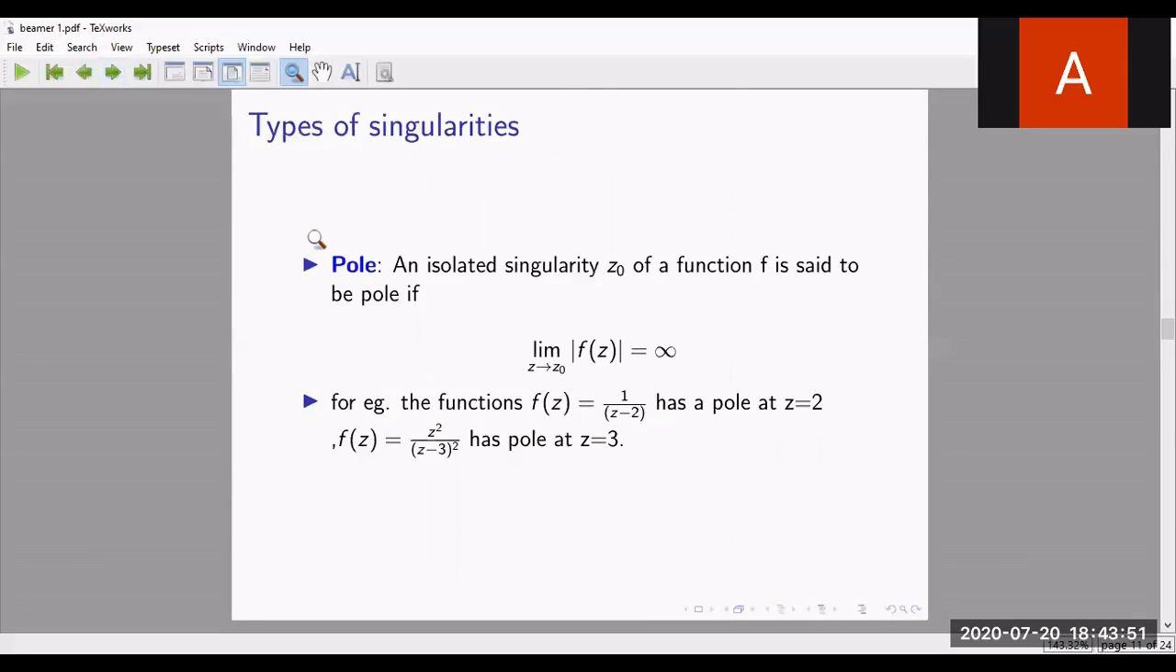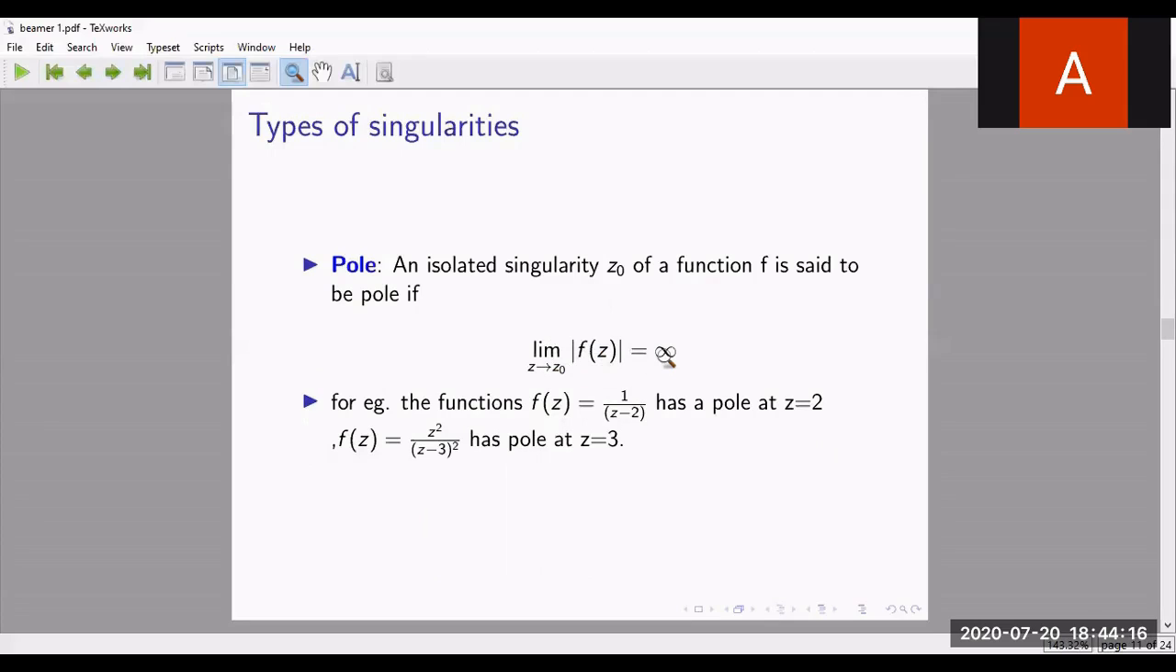Next type, pole. An isolated singularity is said to be a pole if the limit as z tends to z naught of mod f of z is infinity. For removable, the limit exists and is finite, and that's why we can remove it. For a pole, the limit does not exist. You can't say it does not exist. We just say the limit as z tends to z naught of mod f of z is infinity.